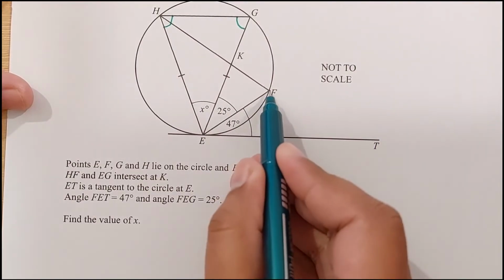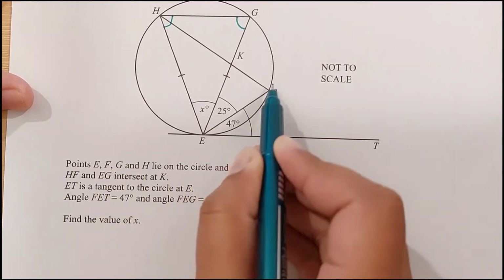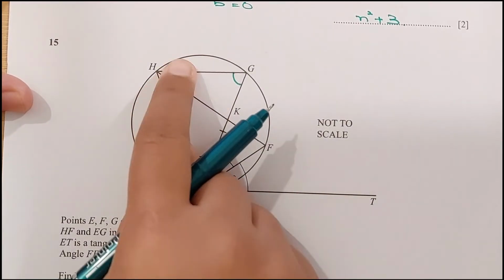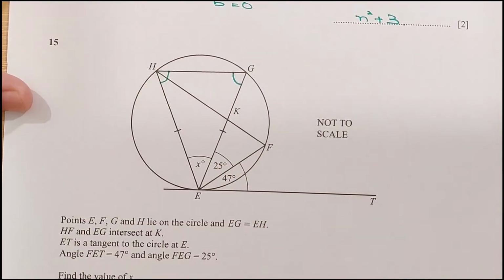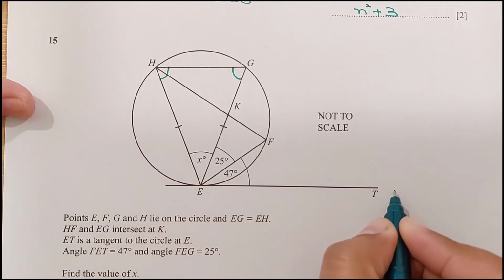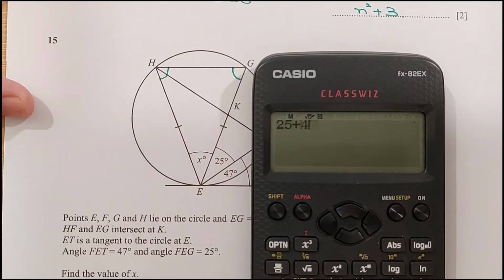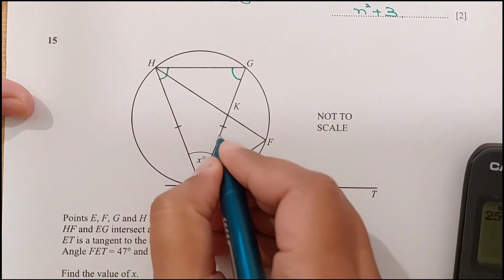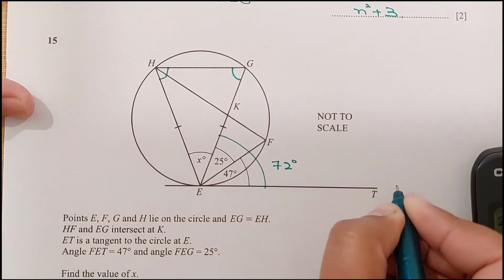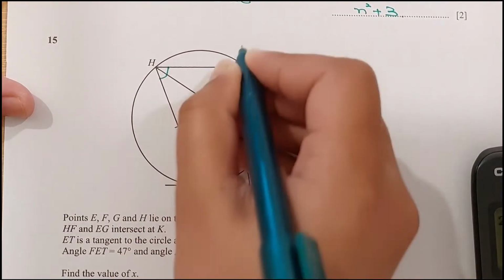As you can see, the tangent makes an angle with this side, and its alternate segment, this angle, is the same, right? So we can say that this is a tangent ET. It makes the angle 25 plus 47. 25 plus 47 is 72. So the whole angle is 72 degrees. So the tangent makes angle 72 with this segment GET.